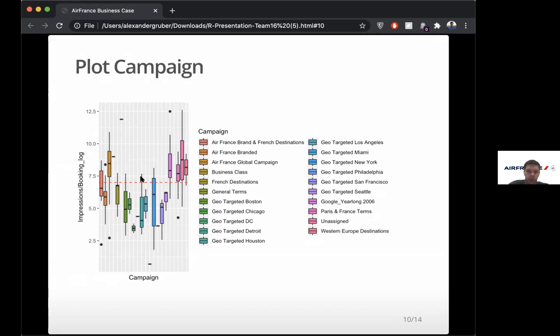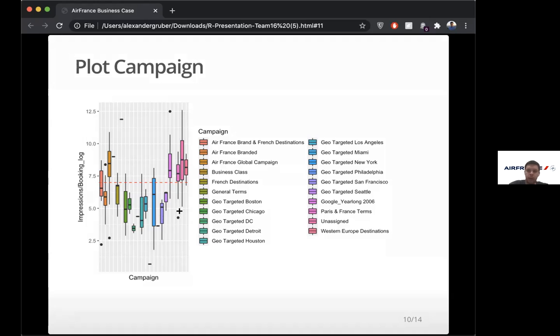The result was that in particular the AirFrance Global, Paris and France terms, Western Europe destinations, as well as Google Year-Long were the best performing campaigns because they're also above our red dotted line. On the other hand, the geo-targeted campaigns show a lower conversion rate.